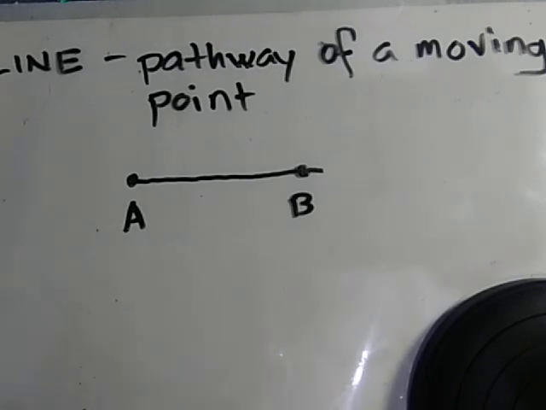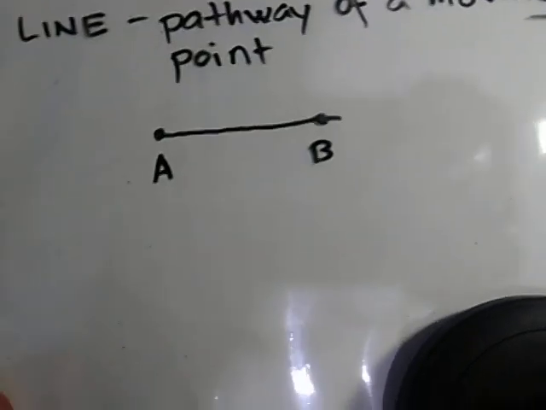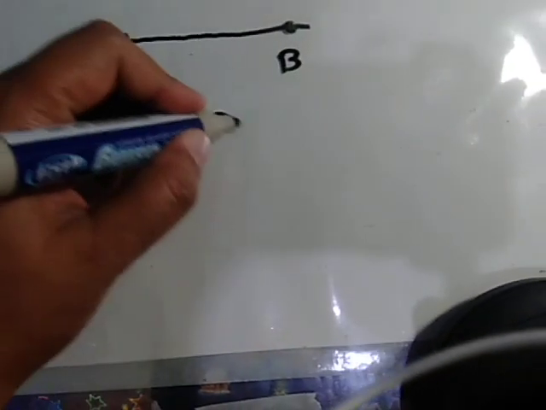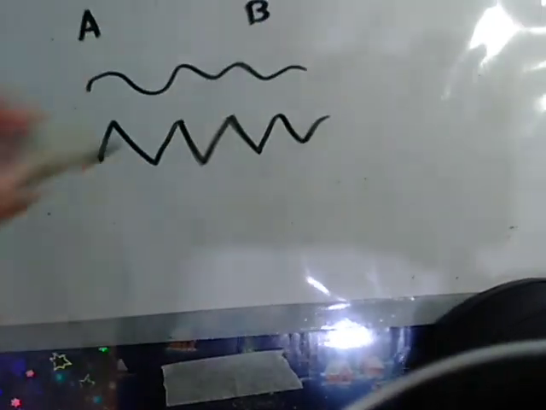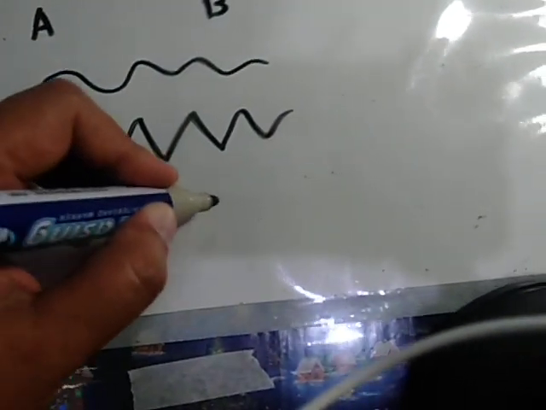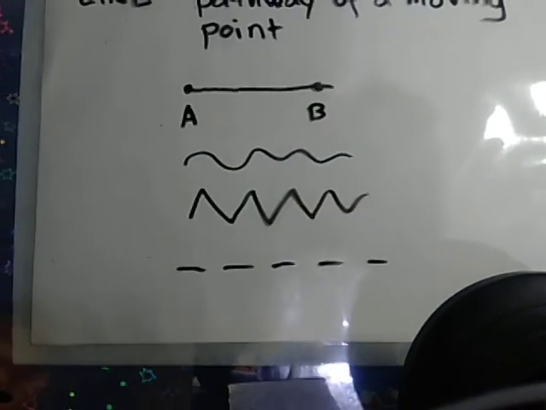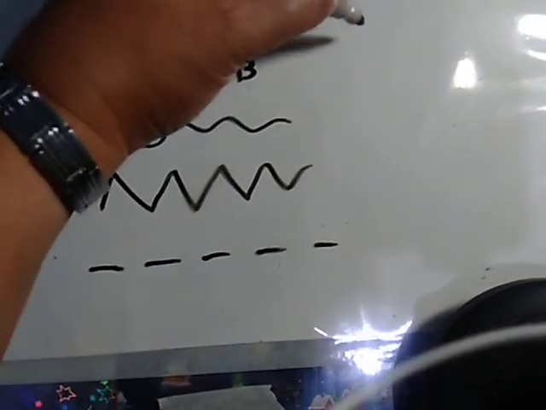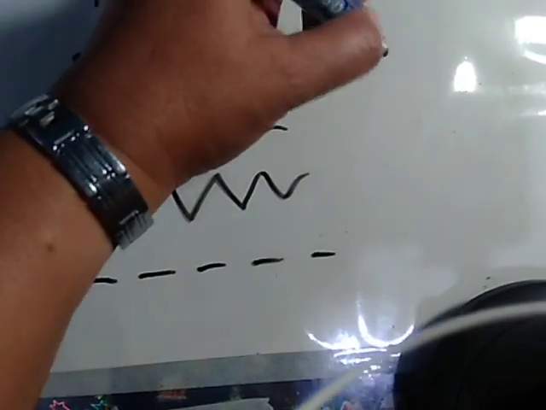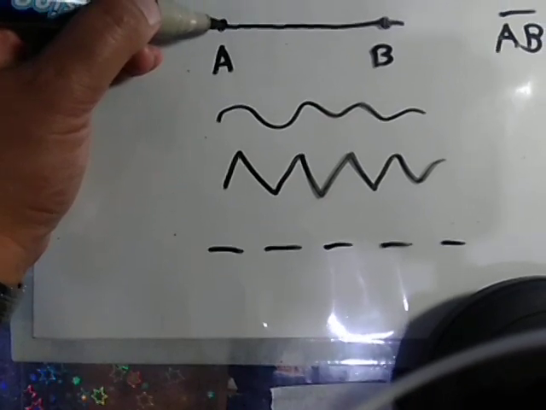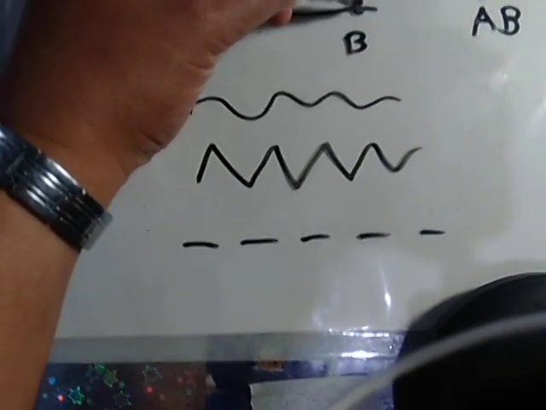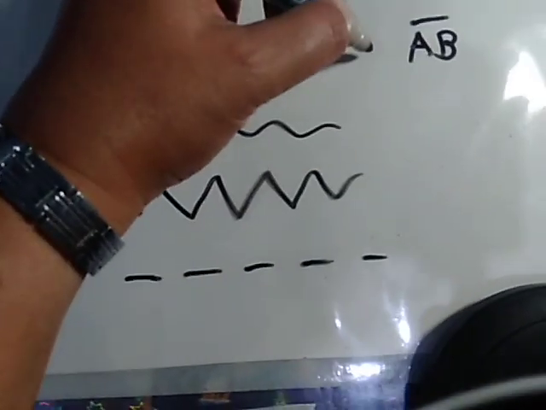Now, a line does not necessarily have to be just a straight line. It could be wavy lines. It could be zigzaggy patterns. It could also be broken lines. And when you name a line, let's take this one for example, you say that this is line AB, because it started at this point A and it ended here at point B. So we aptly name it line AB.